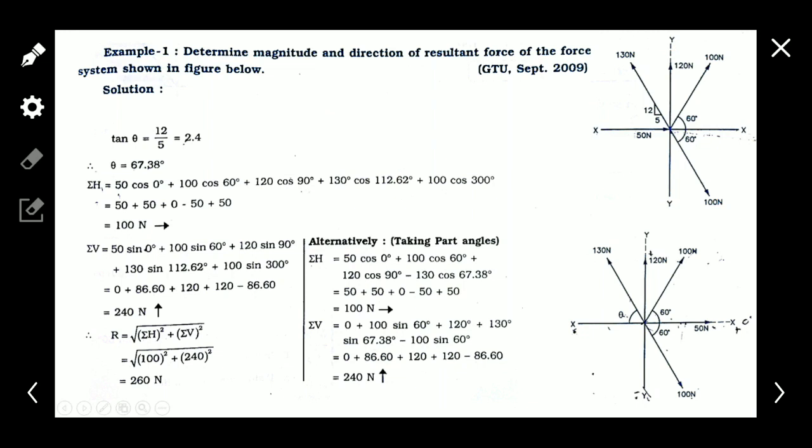The forces given are 100 Newton, 120 Newton, 130 Newton, and 100 Newton, and a force of 50 Newton horizontal. Now the nature of the forces: all forces are in the outward direction, or we can say pull type forces, but only a single force is an inward or push type force. So first, to apply the law of resolution, we ensure that all forces should be outward, or all forces should be in the inward direction.